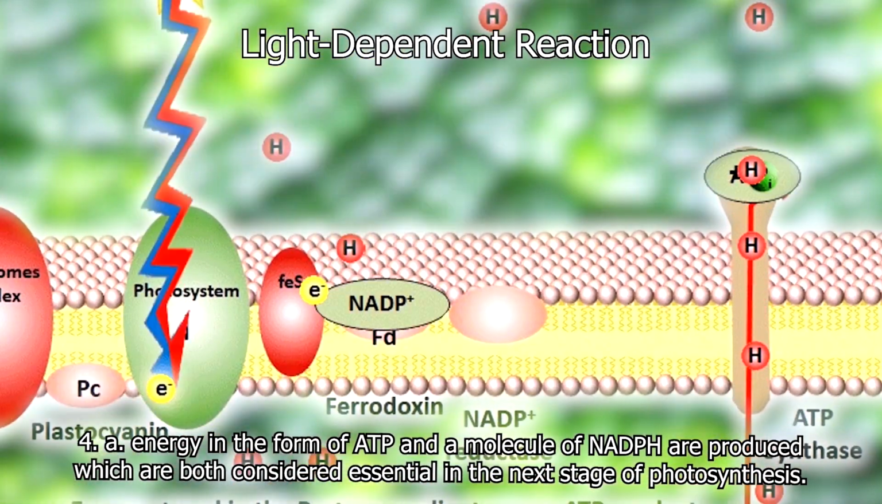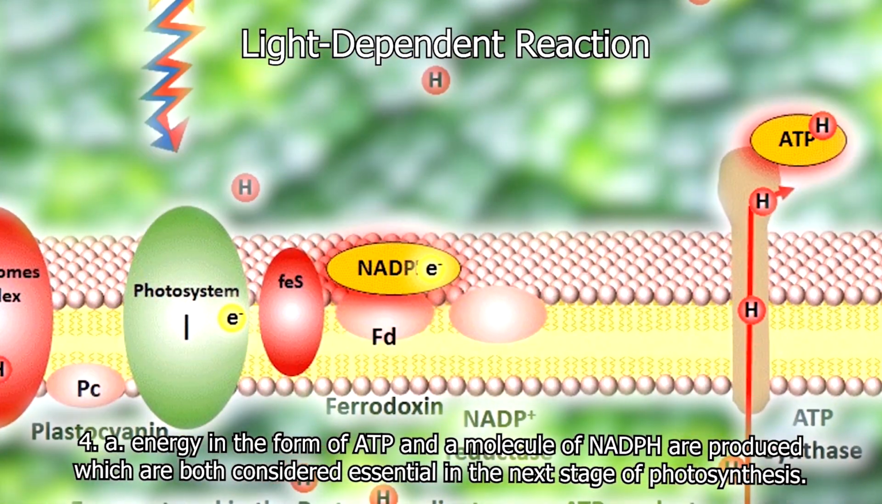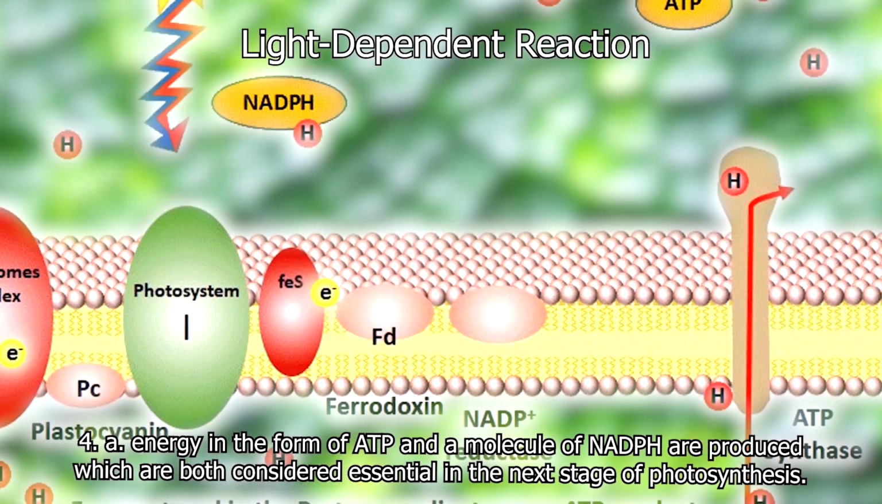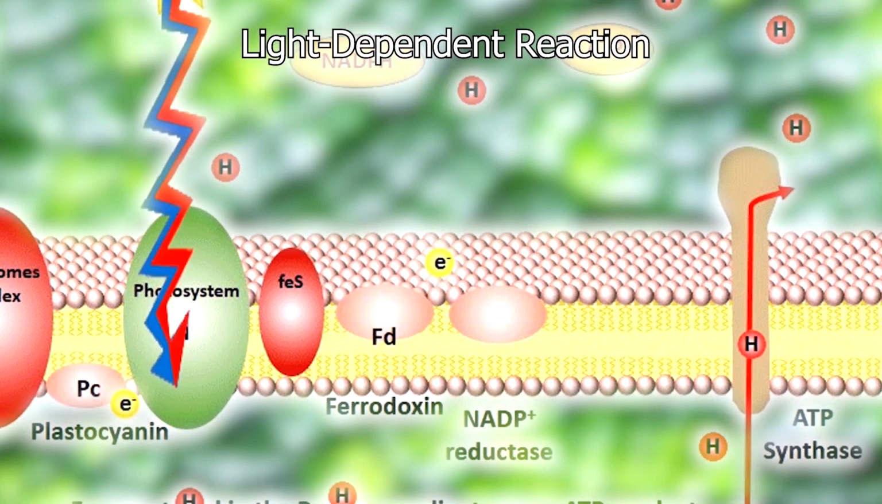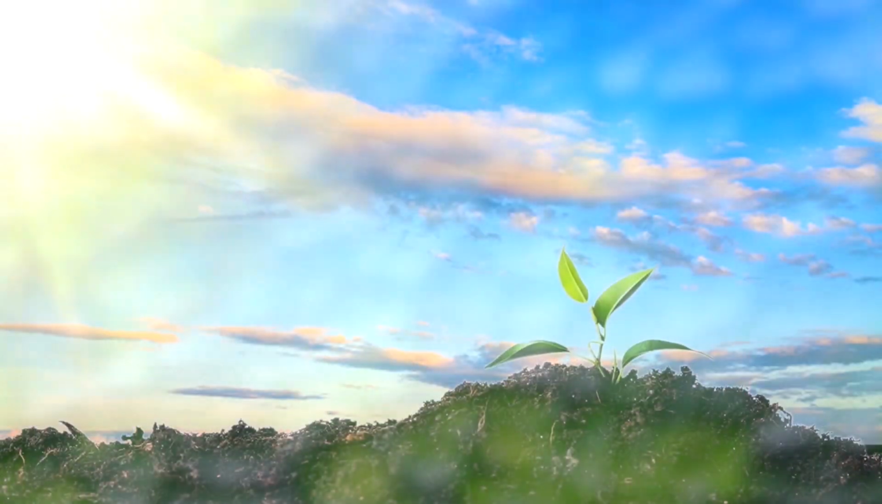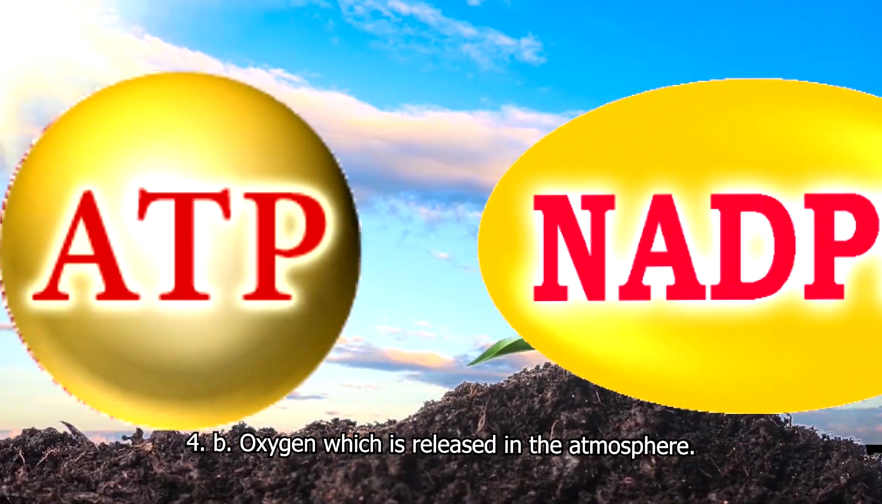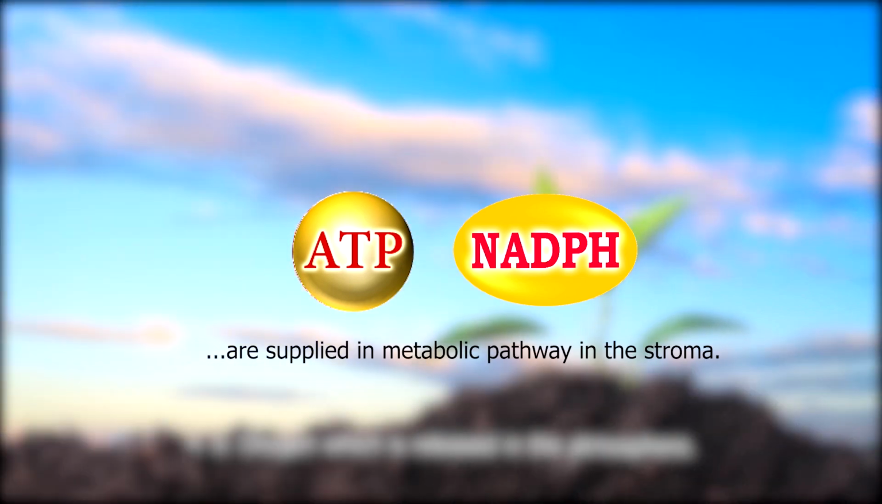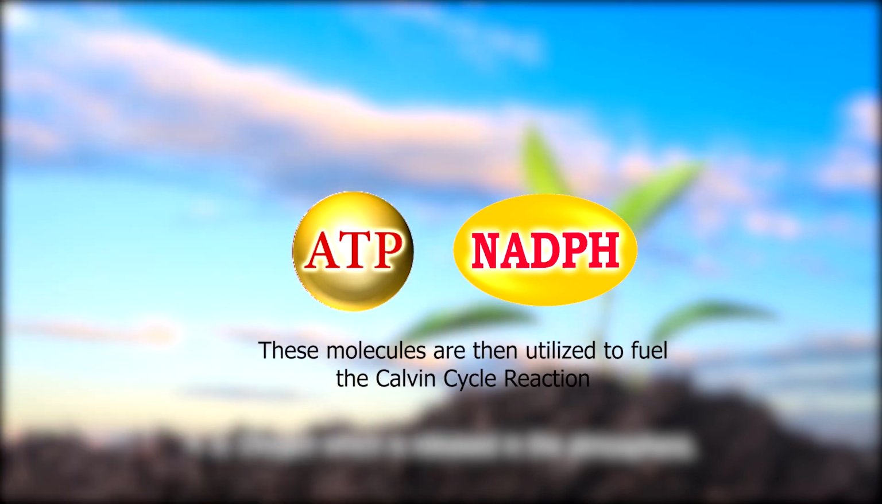Some of the hyped up electrons in the electron transport chain are then transported in the stroma through electron carriers NADPH. These byproducts, ATP and NADPH, are being supplied in the metabolic pathway in the stroma. These molecules are then utilized to fuel the Calvin cycle reactions.